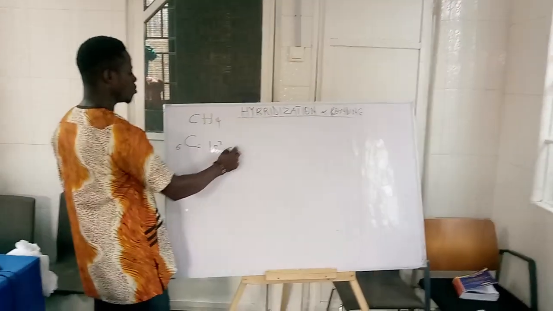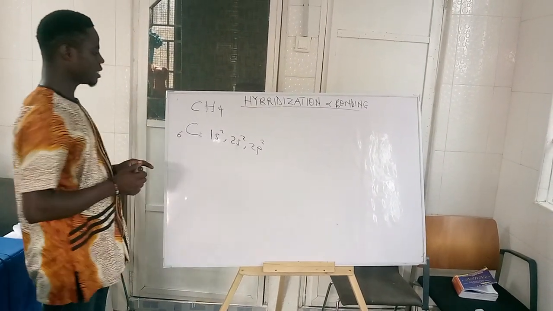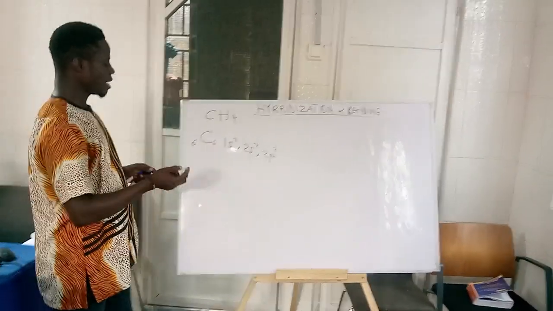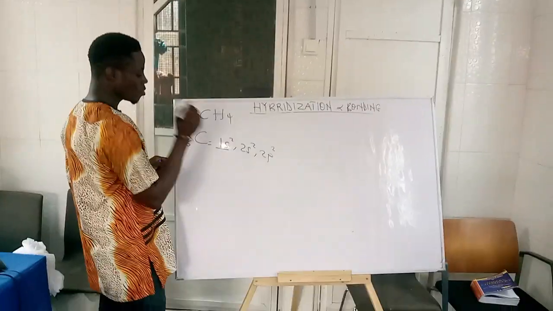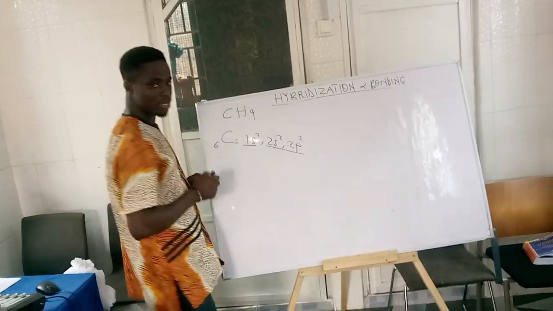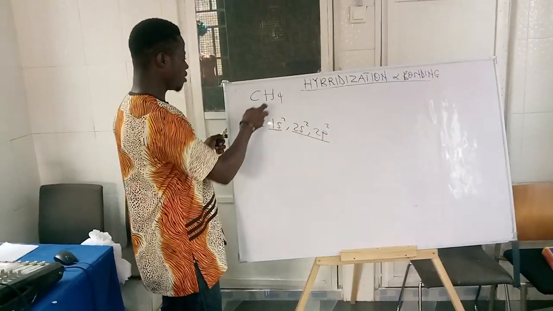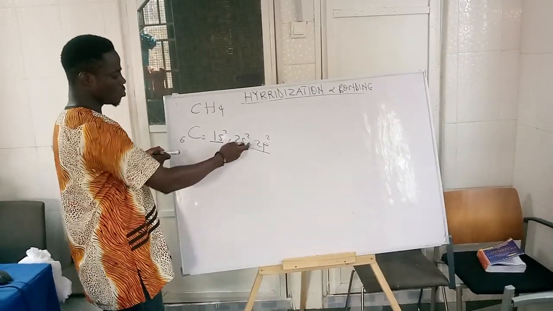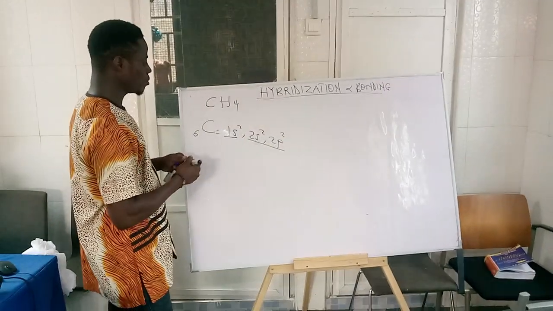1s², 2s², 2p², because carbon is having atomic number 6. I've told you already that we don't use the core electrons, we only use the valence electrons. So we are going to concentrate on this. So this is a ground state electronic configuration, but there are 4 other atoms. So we need to excite, or we need to promote electrons to the other orbitals.